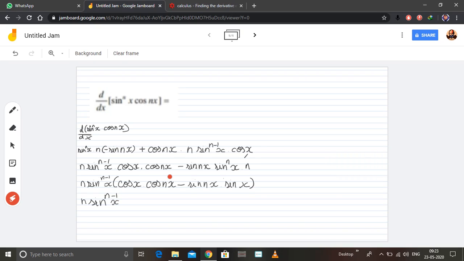Now this term can be written as cos of x plus nx. You can also take x common from here and you will get n into sin^(n-1) x into cos (n+1)x. So this will be your answer. Let me write that also.